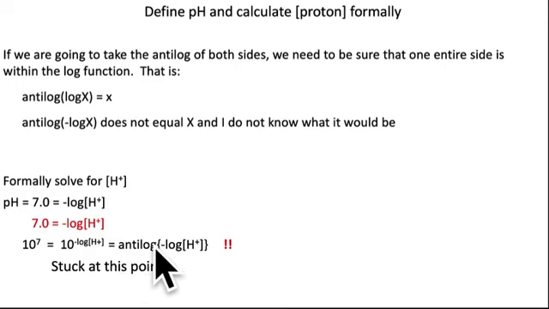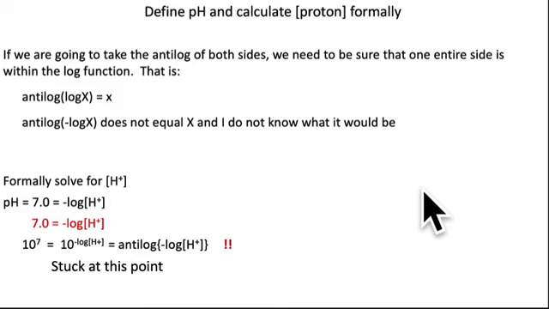The anti-log of the negative log of the proton concentration doesn't equal the proton concentration. You're not taking the inverse function of a function. You're taking the inverse function of the negative value of the function. That is, the anti-log of the log of x equals x. But the anti-log of negative log x does not equal x, and I don't know what it would be. You're just going down a wrong trail there.